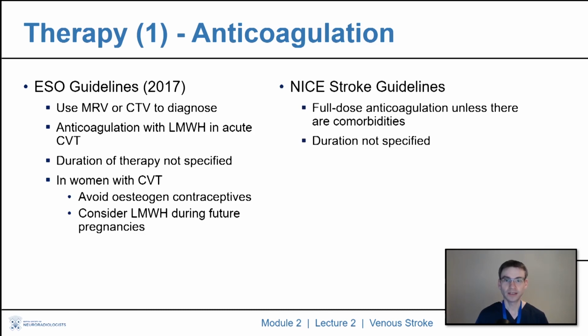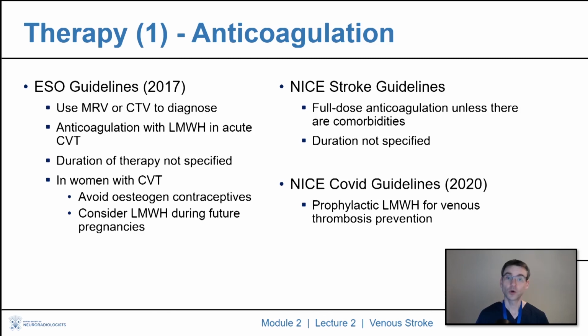The NICE stroke guidelines say even less, but they do advise full dose anticoagulation for venous thrombus or venous stroke unless there are comorbidities. But again, the duration of that therapy is not specified. The NICE COVID guidelines in 2020 also advise prophylactic low molecular weight heparin, for the prevention of venous thrombus, including in the head, in patients with confirmed COVID infection.